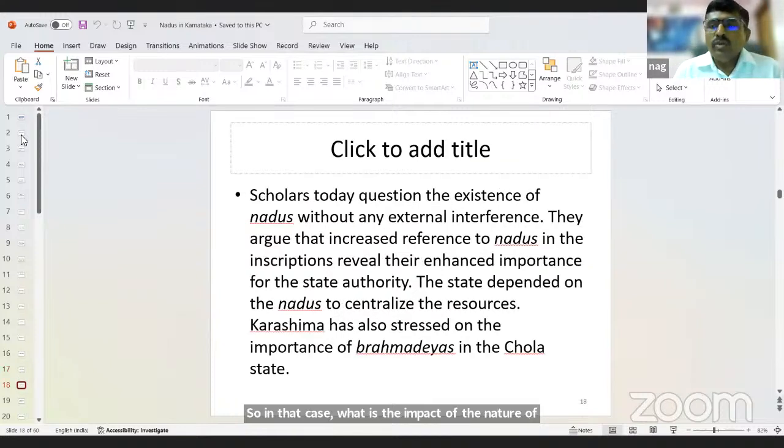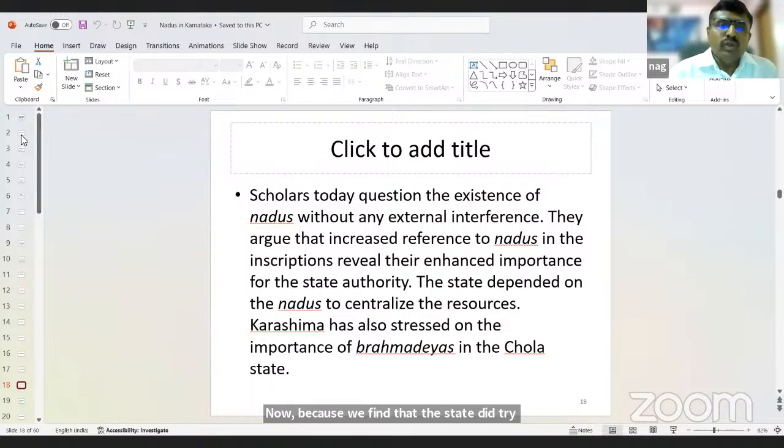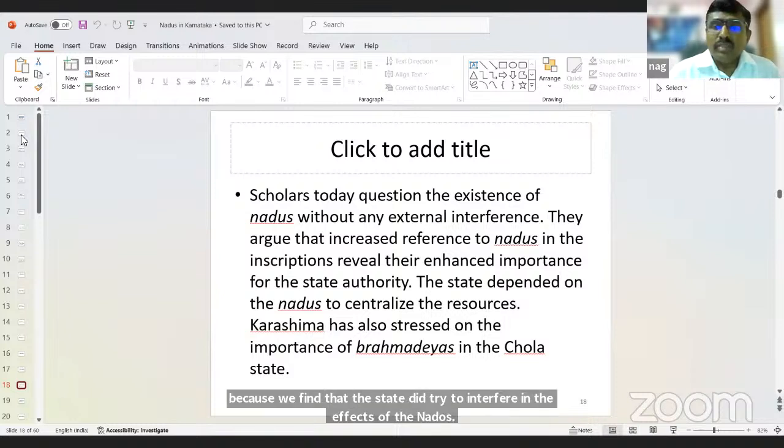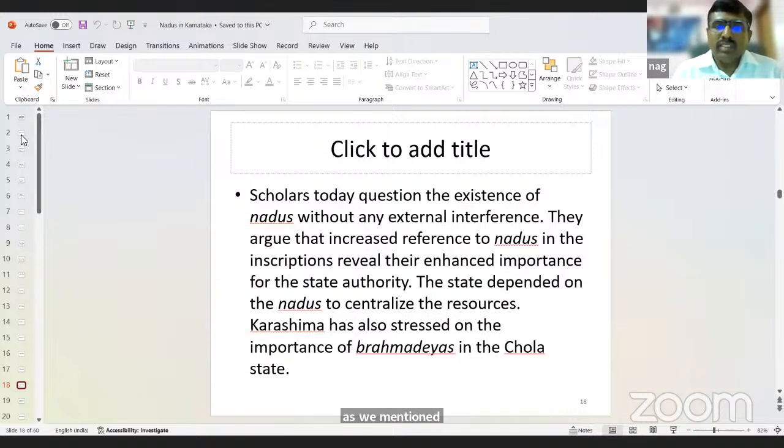Now, whether Nadus were immune to external interference, we don't know actually. Of course, we have some evidence regarding this. We find that the state did try to interfere in the affairs of the Nadus, maybe in the form of Valanadu, as we mentioned, and also by creating other institutions like Brahmadeyas. And we find increased reference to Nadus in inscriptions. So they also show the importance of the Nadus for the state authorities. The state wanted to control the Nadus. The state depended on the Nadus to centralize the resources.